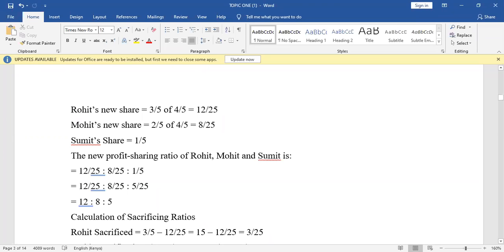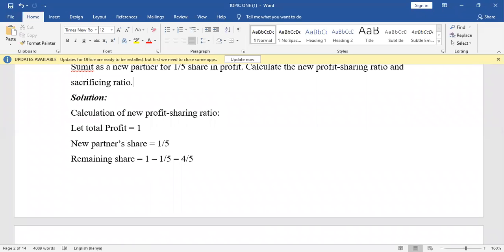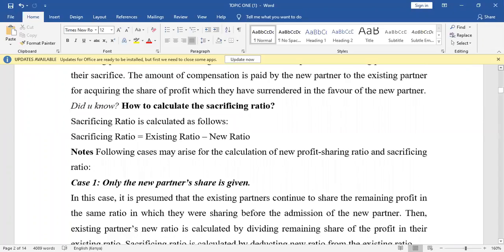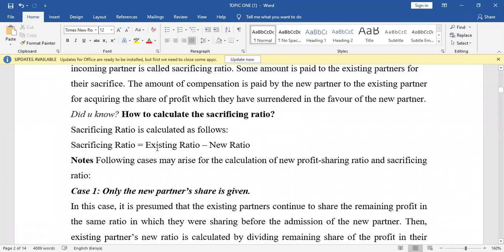The sacrificing ratio is equal to the old ratio minus the new ratio. The new ratio for R is 12/25. Now, what they have sacrificed is this. I've given you there how to get the sacrificing ratio: the existing ratio minus the new ratio.